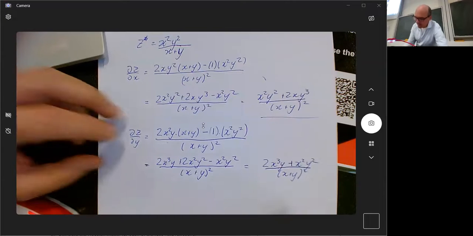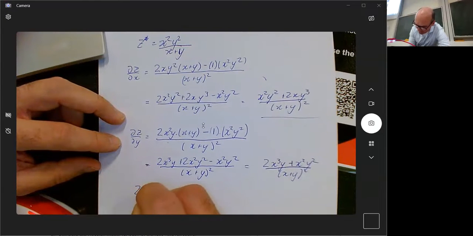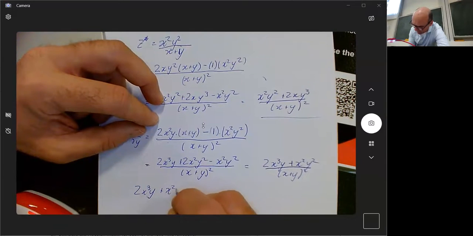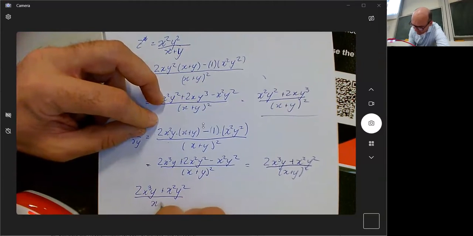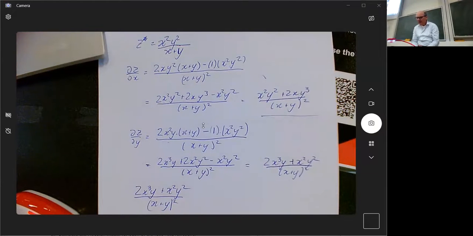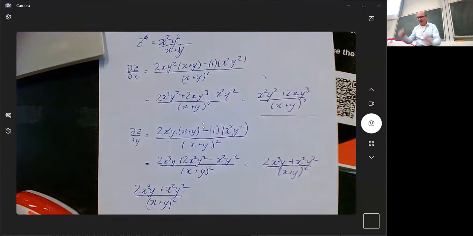So if I just take this one here, 2x cubed y plus x squared y squared over x plus y squared. If x is equal to 0 and y is equal to 0, that's 0 and 0, which is technically undefined. I don't want that. That would be 0 divided by 0, a world of undefined. I could go through a thing about continuity. You know how you talked about continuity as a single variable?